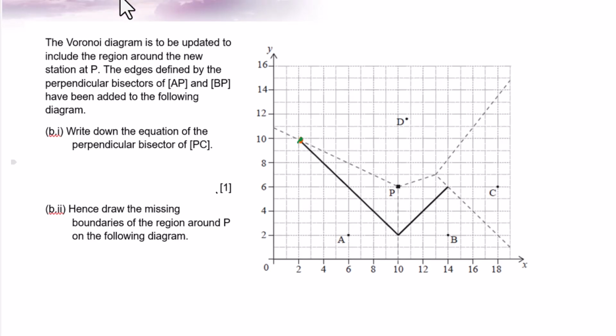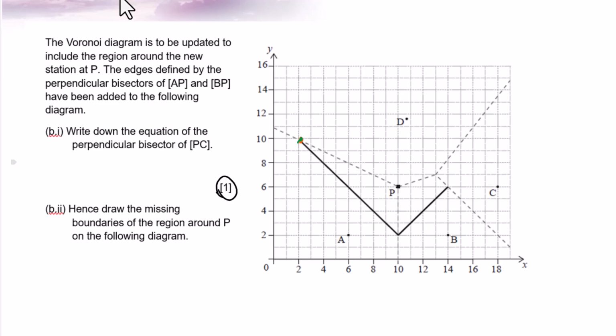B1. Write down the equation of the perpendicular bisector of PC. Only 1 mark means this question is an easy question. No need to show your work. Just write down your answer directly.